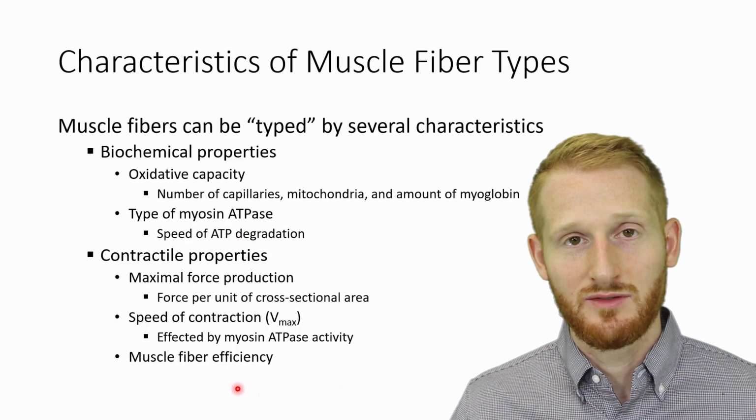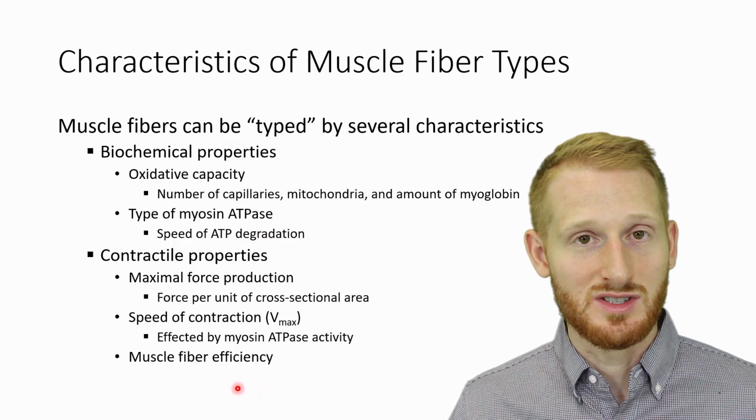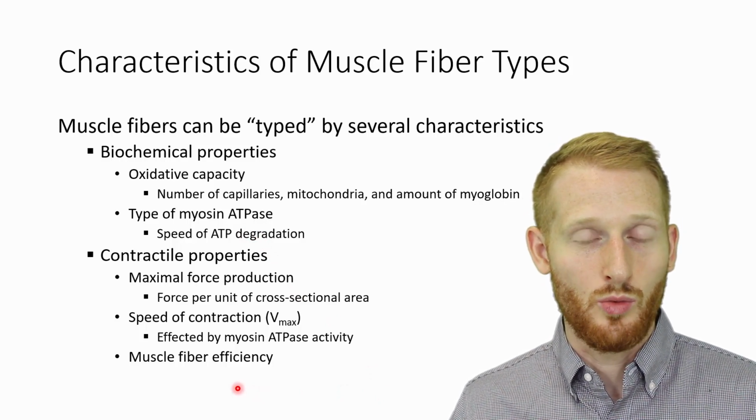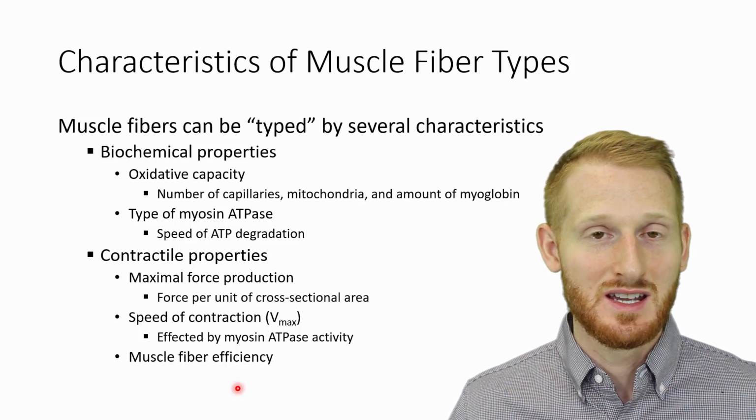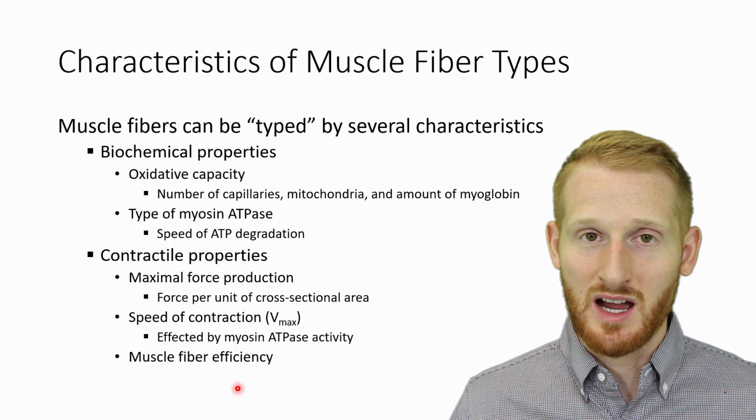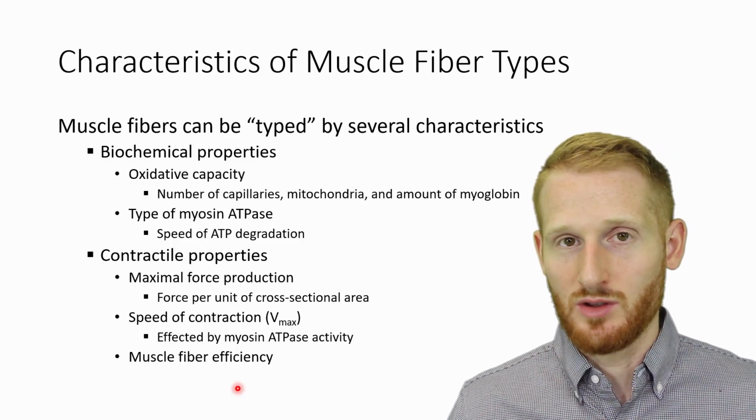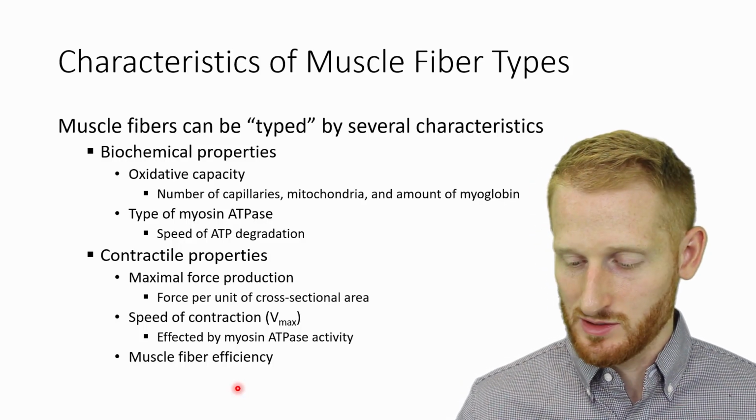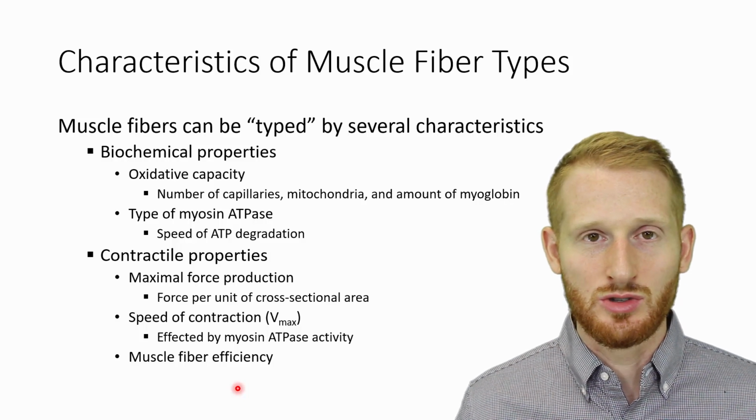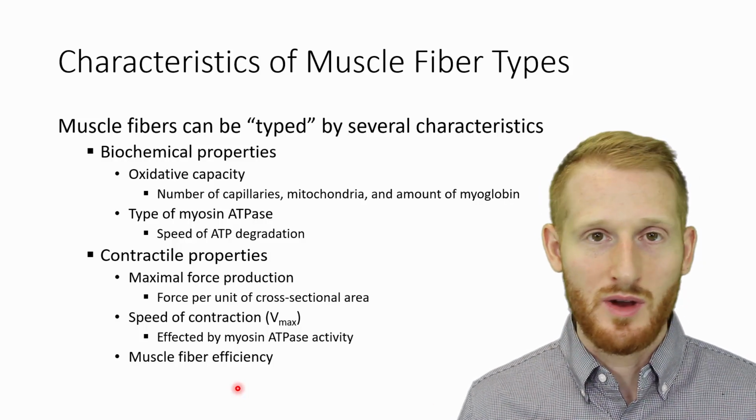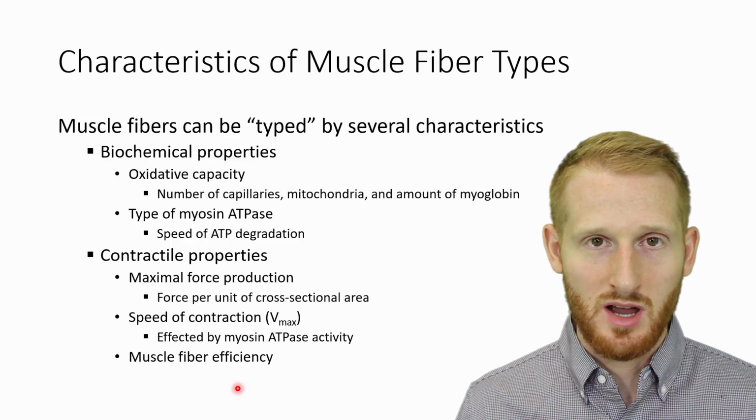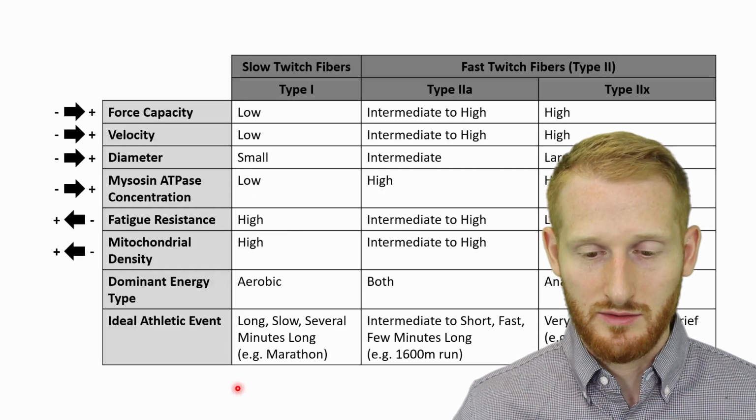And you can look finally at the muscle fiber efficiency. All right, so how well does it handle energy? How long does it take for it to become fatigued? Again, a more fatigue-resistant fiber is a type 1 or a slow twitch type muscle fiber. All right, so these are just different ways you can look to sort of categorize and split up muscle cells. There are other ways as well, but this is just a pretty common list of categories.